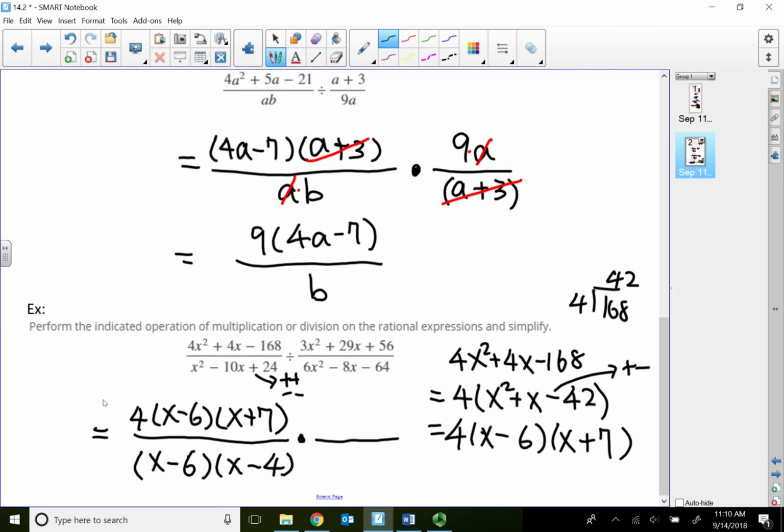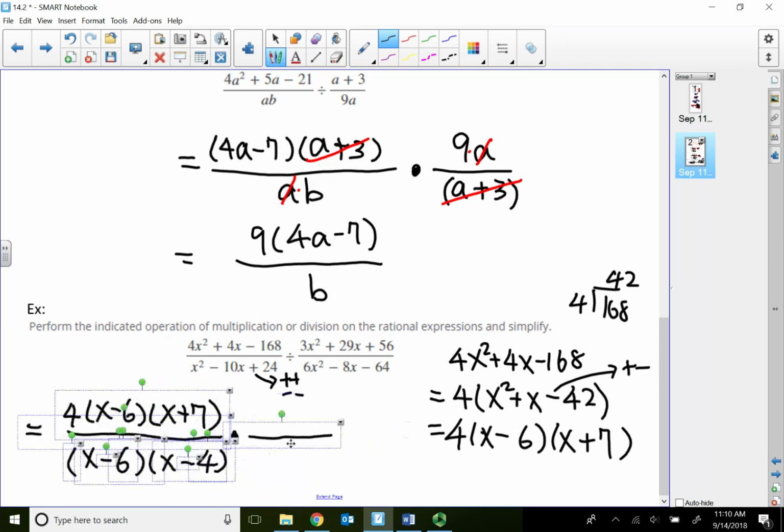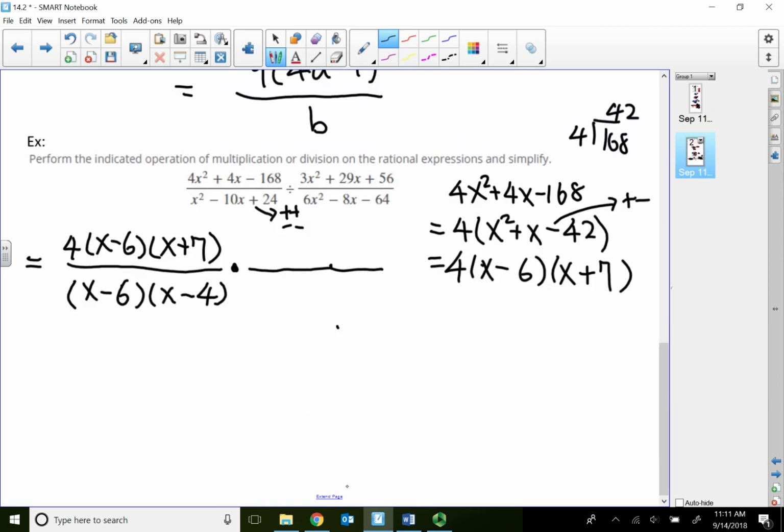So let me give myself a little bit more space here. This 6x squared minus ax minus 64 will end up on the top. So let's go ahead and factor it as well, and we can write on top times the reciprocal. So I know I can factor out a 2 from that 6x squared minus ax minus 64. So that will be 2 times 3x squared minus 4x minus 32.